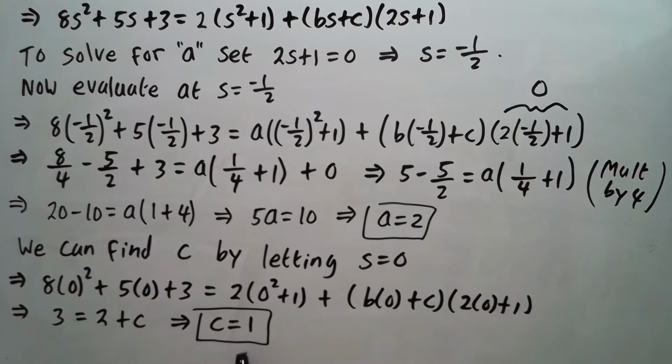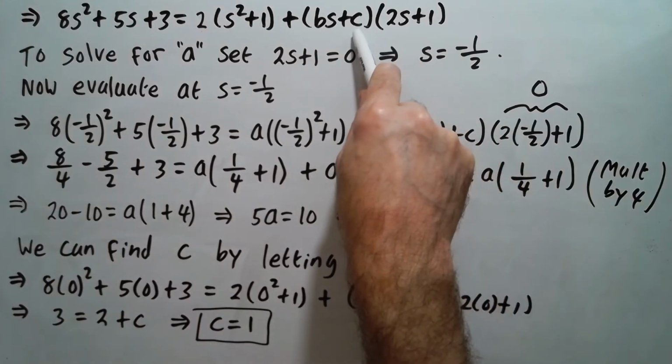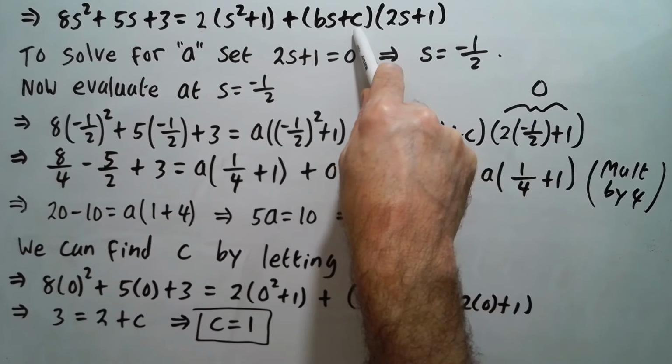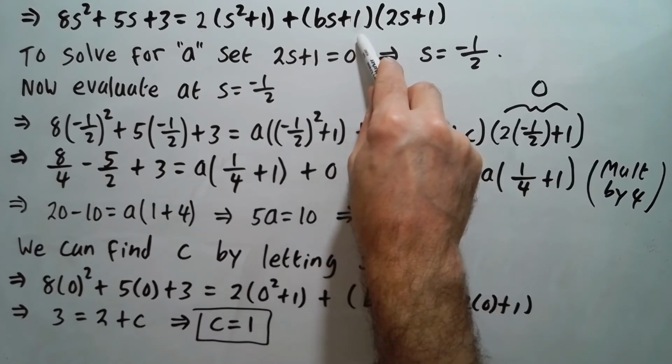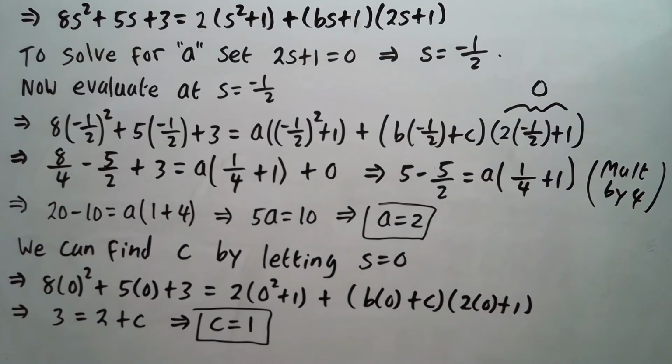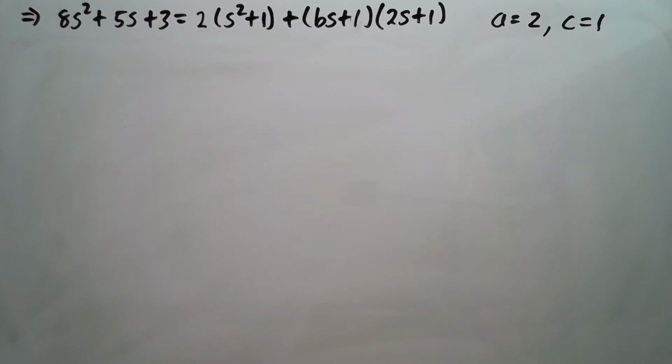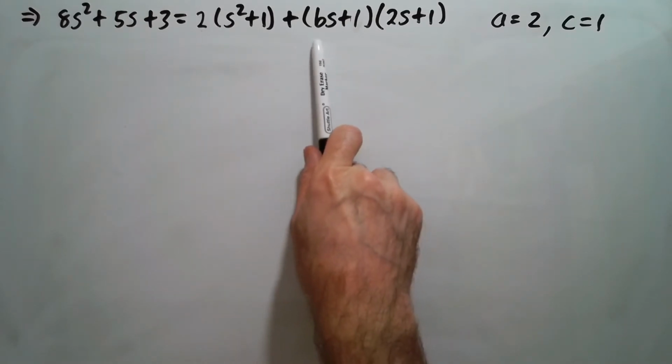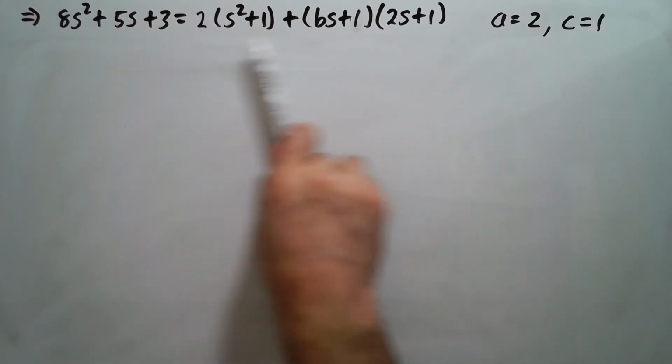So we found our C value, so let me replace that now with 1. So we're just missing the B in here. Okay, so I'm out of space. Let me erase a few things and we'll keep going. We're just left with B to find. We found A is 2, C is 1 over here.